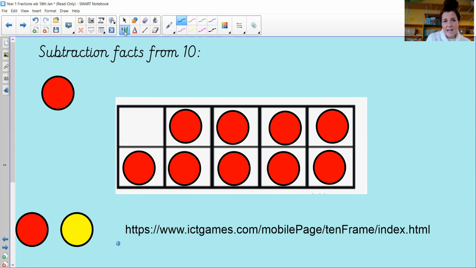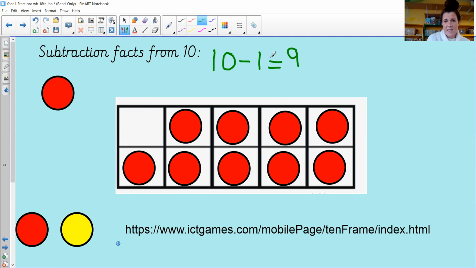Now I'm going to try as neatly as I can with my pen, okay, to write that down as a number sentence. So my whole number, I had 10 counters in the tens frame to start with. So that's my whole number is 10, okay? And then I took away 1 of those counters. And now I have 9 left. So that equals 9.